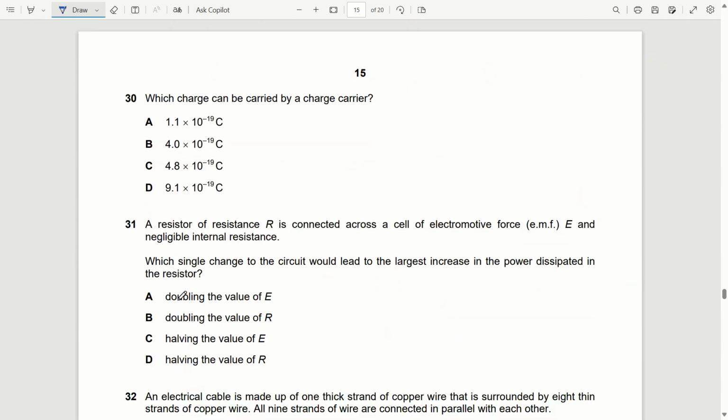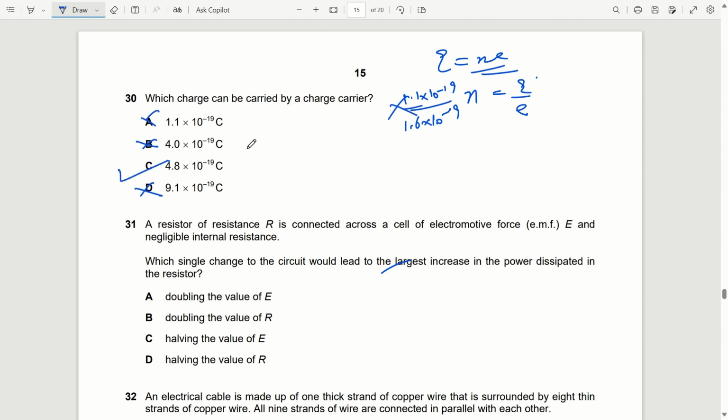Question 30. Which charge can be carried by a charge carrier? Now we know that as per the quantization of charge, charge q is equal to n times e. It is an integral multiple of e only. So if we find n, it will come charge by e. Now if on dividing charge by e, the fundamental charge, the answer is an integer, this means that charge can exist. If it is not, then that will not be possible. So if you take 1.1 into 10 raised to power minus 19 by 1.6 into 10 raised to power minus 19, it will not be an integer. Even this is not an integer, only this will be an integer: 4.8 into 10 raised to power minus 19 by 1.6 into 10 raised to power minus 19, that is 3.